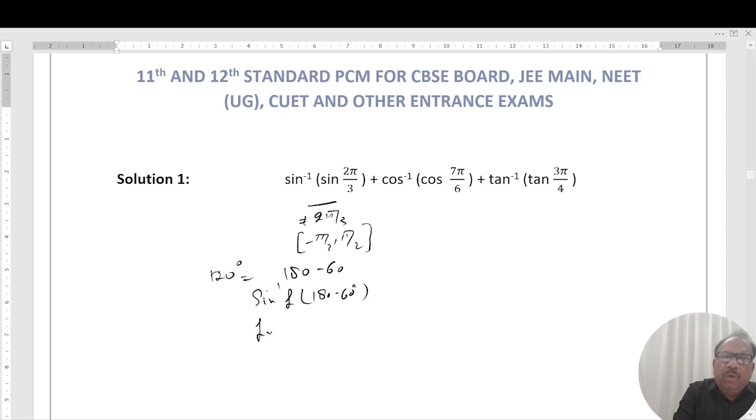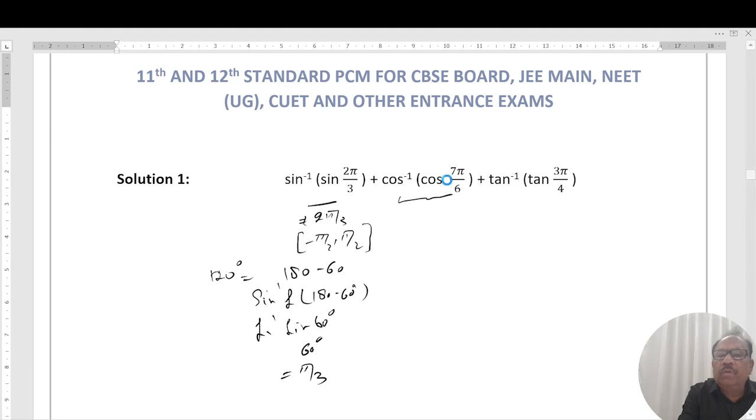So sine of inverse sine, 180 minus theta belongs to the first quadrant. Trigonometric function will not change. Sine 60 belongs to this interval. The answer will be 60 degree, that is pi by 3. Right?